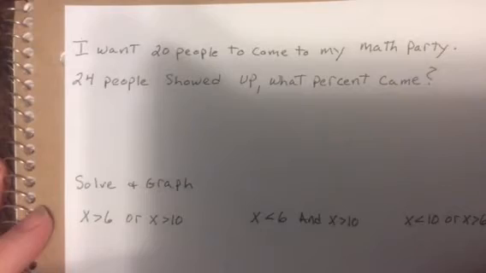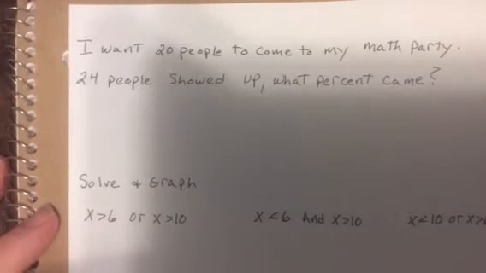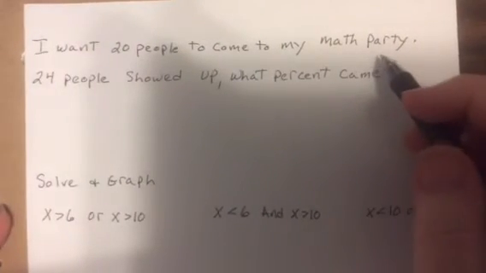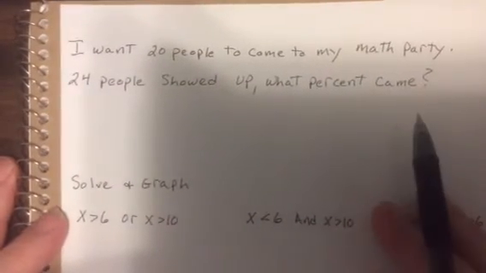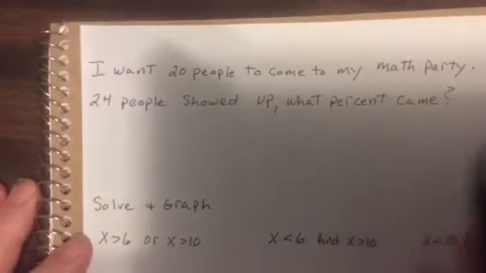Page D. Okay, I want 20 people to come to my math party. That says party, by the way. 24 people showed up. What percent came? So go ahead.